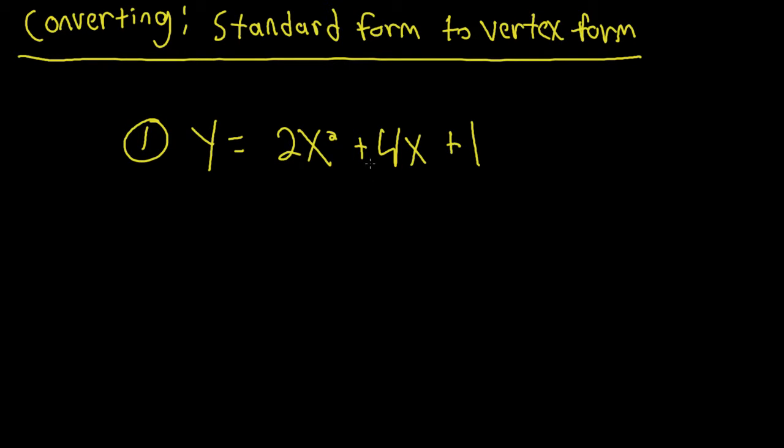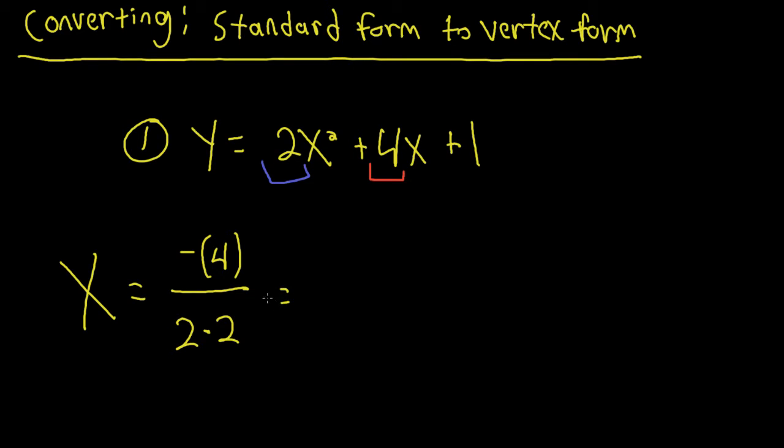My axis of symmetry in standard form, as you will remember, is equal to x equals negative b, so negative 4 over 2 times my a value. In this case, my a value is 2. So over 2 times 2. Well, this is the same thing as negative 4 over 4, which is equal to negative 1. So my axis of symmetry is the line x equals negative 1.